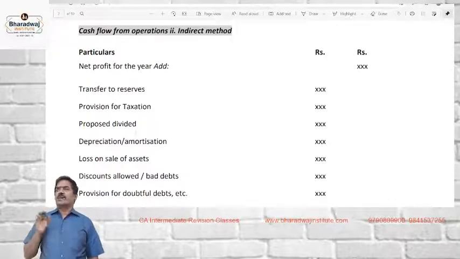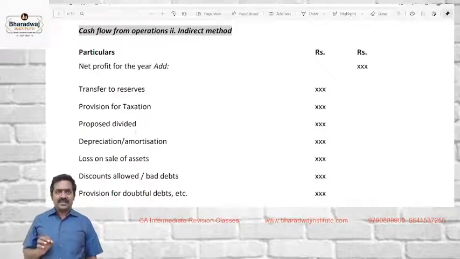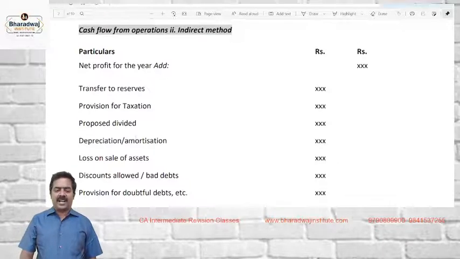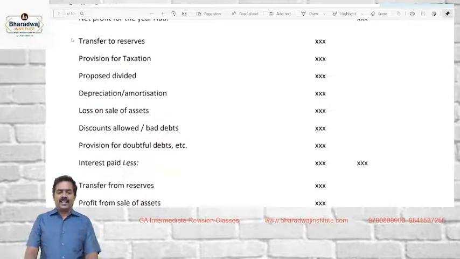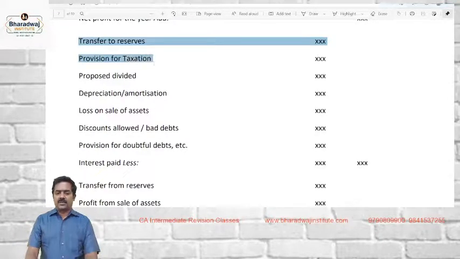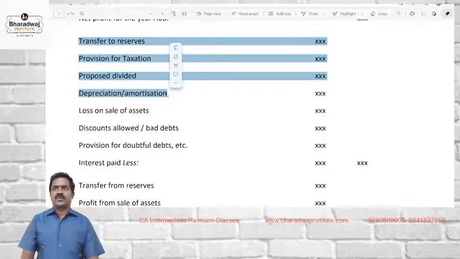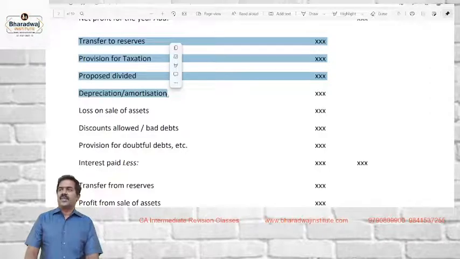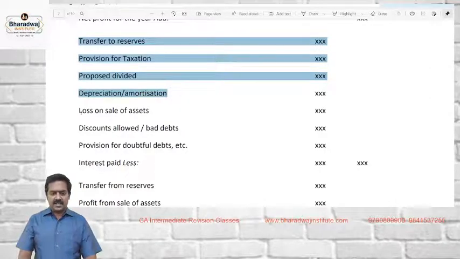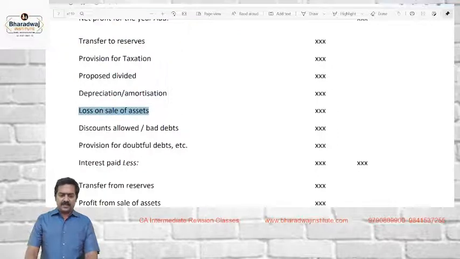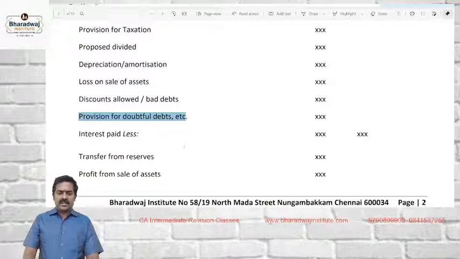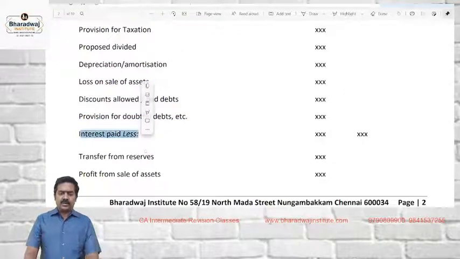Add back those non-operating items and non-cash items, because our objective is to find out which one? Our objective is to find out? Yeah, cash from operation. Add back all the non-operating items, non-cash items, transfer to reserve, provision for tax, proposed dividend, depreciation. Amortization refers to intangible assets and fictitious assets like goodwill written off, patent written off, all those things. Loss on sale of assets, then provision for doubtful debts, then interest paid, all those things.